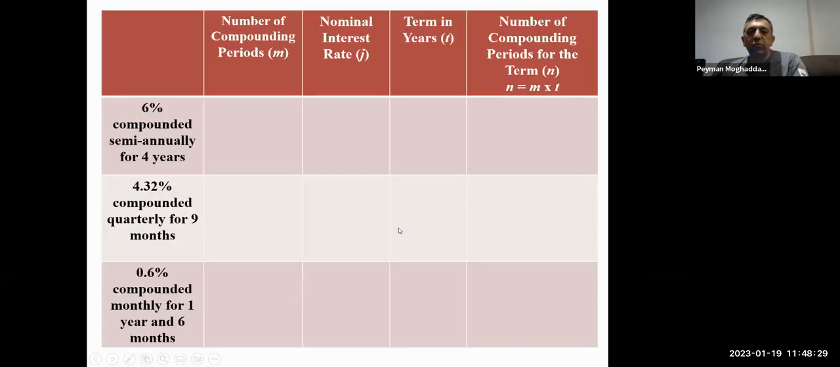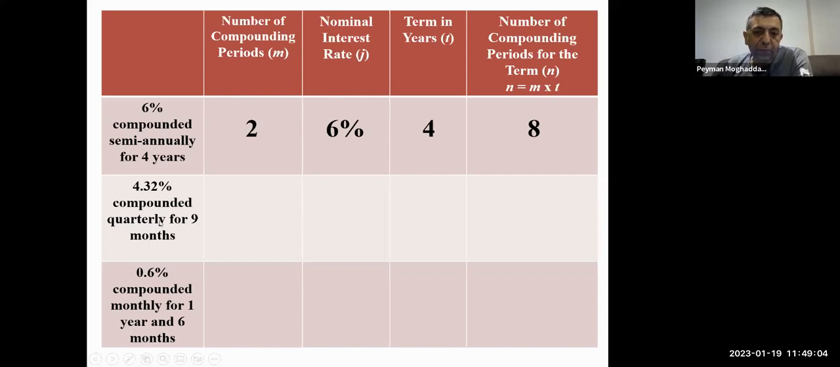All right, let's do some examples. If we do examples, we'll learn it faster. When they say 6% compounded semi-annually for 4 years, what's the compounding frequency? Semi-annually, so m is 2. The nominal interest rate is 6%, the term is 4 years, and the number of compounding periods is m multiplied by T, 2 multiplied by 4, which is 8.